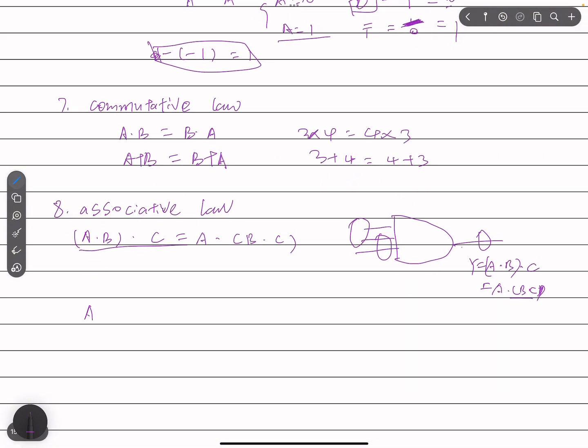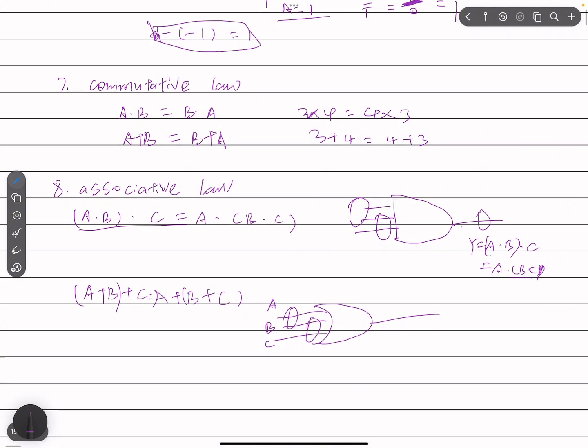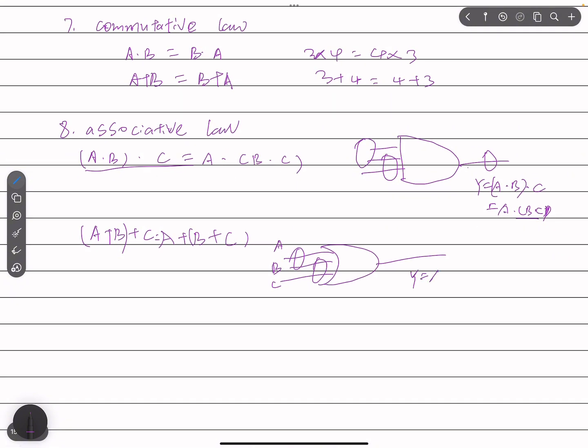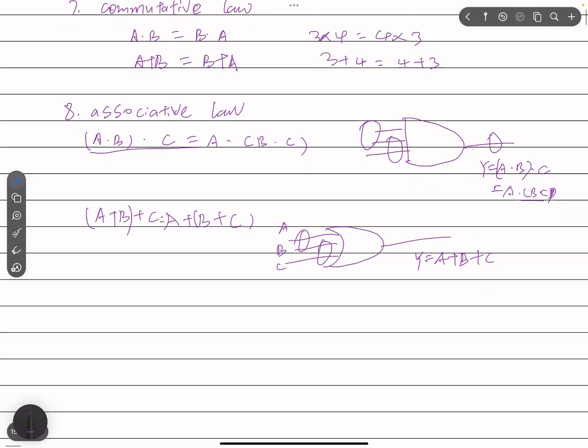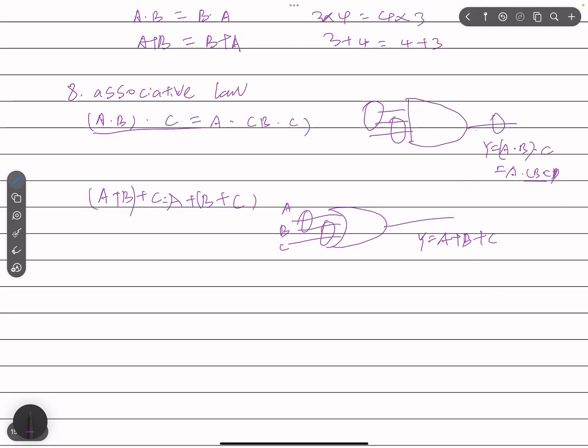Same thing for the addition, A plus B plus C. If we put brackets here, it equals A plus B plus C. It's like a 3 input OR gate. We can do AB first, we can also do BC first. But the total result will be A plus B plus C. That's also associative law.